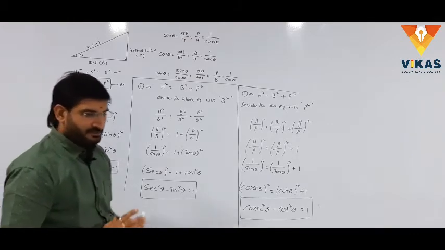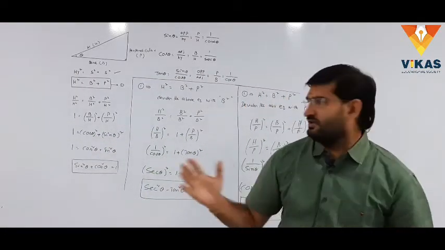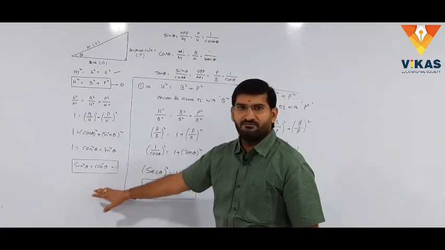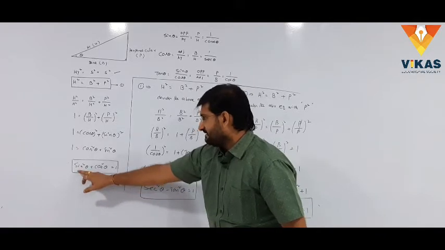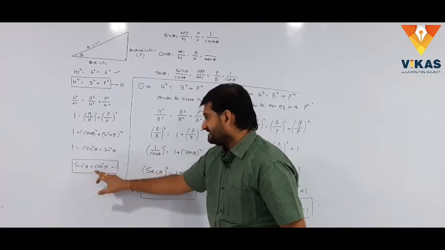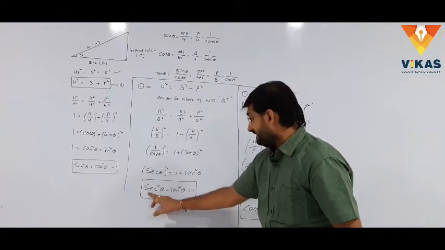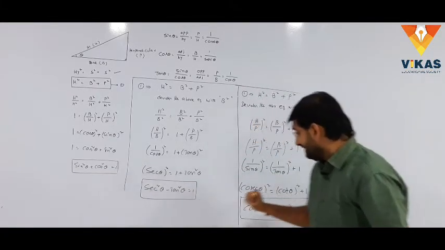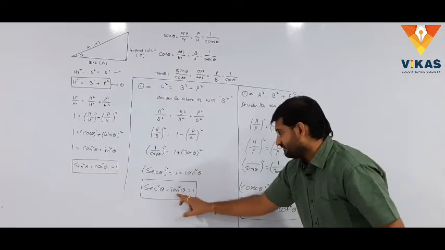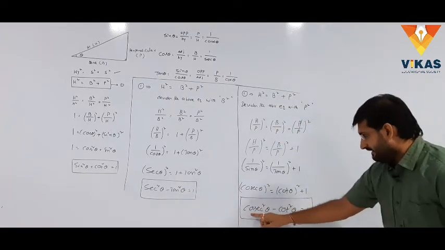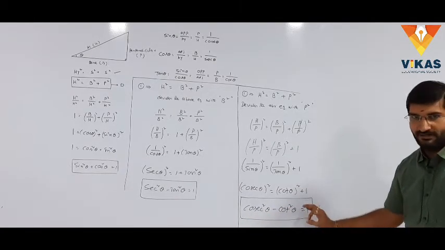In trigonometry, generally all the lecturers discuss the single identity, that is sin square theta plus cos square theta equal to 1. But three identities are there. This is the first identity, sin square theta plus cos square theta equal to 1. This is the second identity, secant square theta minus tan square theta equal to 1. This is the third identity, cosecant square theta minus cot square theta equal to 1. Write down, students.